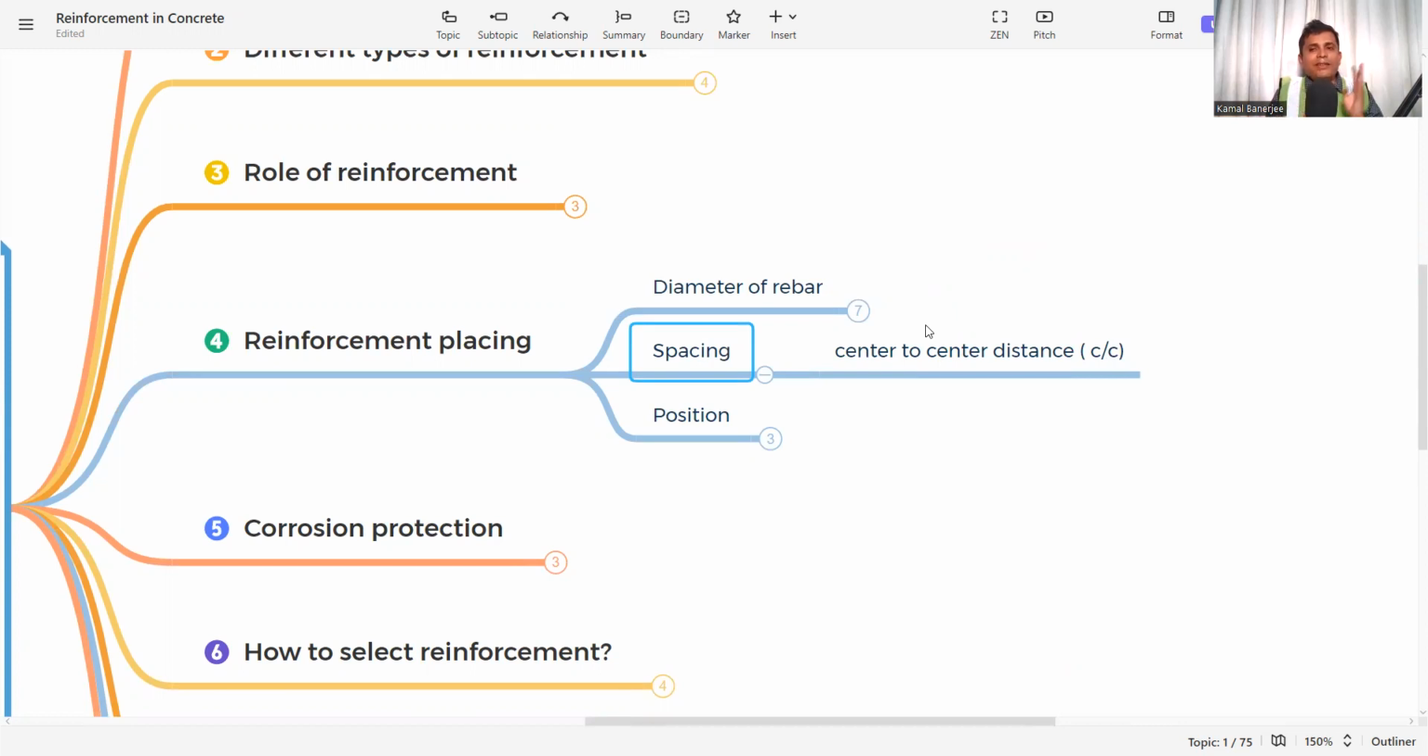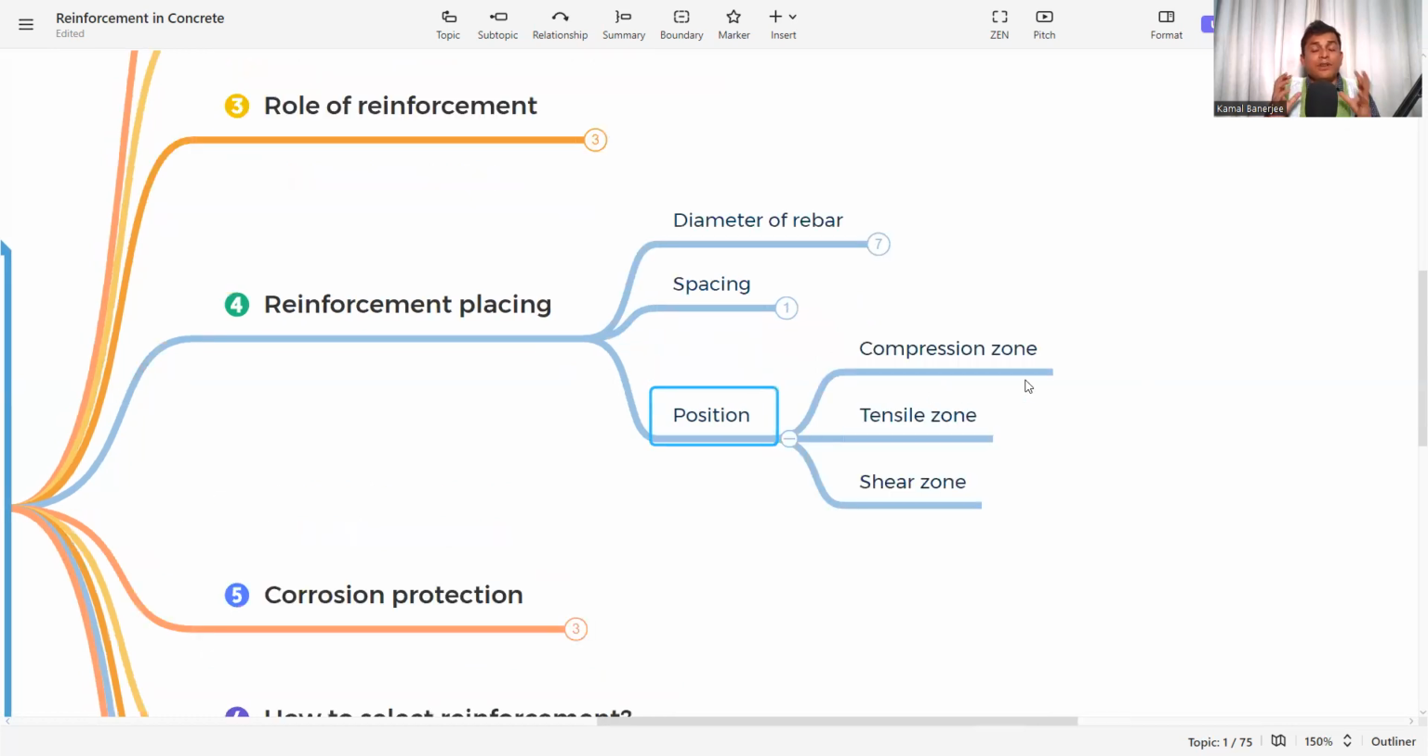evenly. In the drawing, it is mentioned what the spacing is, that we have to maintain the center to center distance whenever we are placing the reinforcement into the concrete. Now the position where I have to place, suppose the beam is 500 depth. Where I have to place the reinforcement, we have to know the position. It has to be in the compression zone, tensile zone, or the shear zone.